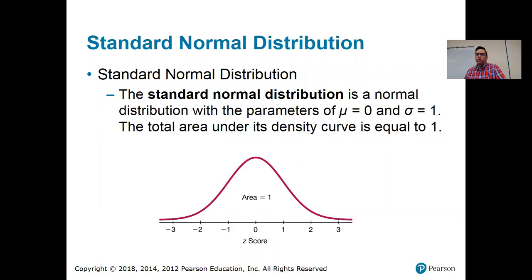Okay. So to make things simpler, every time we do a normal distribution problem, we will always relate it back to the standard normal distribution. So that's a normal distribution with a mean of 0 and a standard deviation of 1. Okay. The values of the random variable in that standard normal distribution are z-scores. Remember, we talked about z-scores before. Okay.